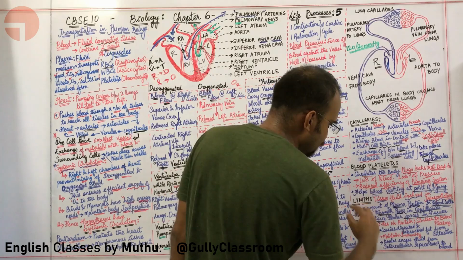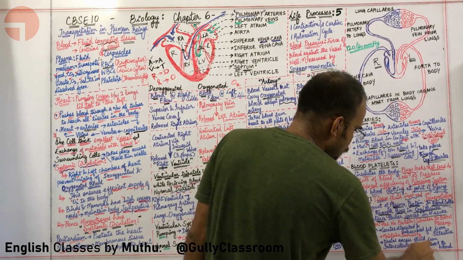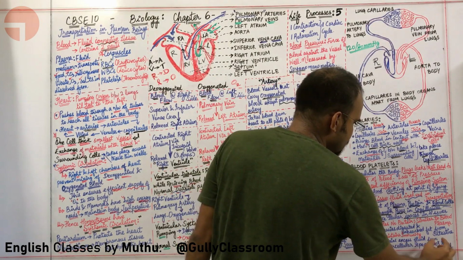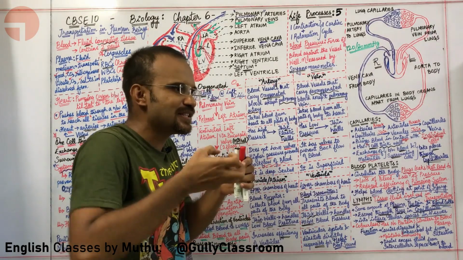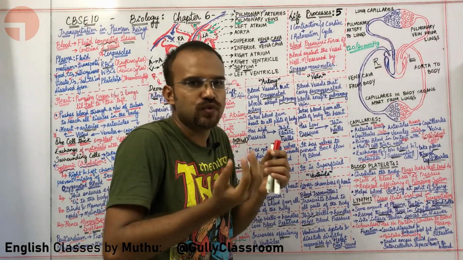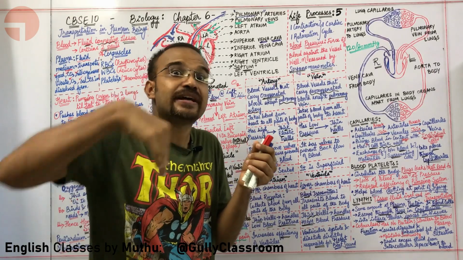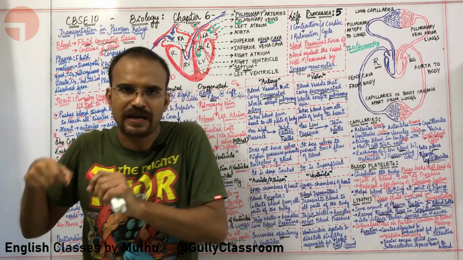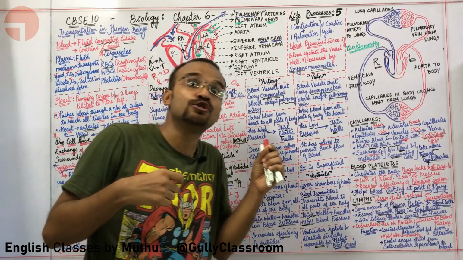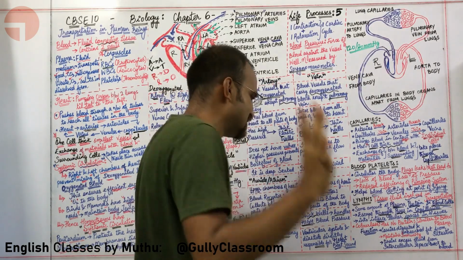Okay, sir. What is the other function? Lymph drains excess fluid from the intercellular spaces back to the blood. Let us say some excess fluid is present in the spaces between the cells. How does this excess fluid get back into the blood? It is filtered back into the blood through the lymphatic system.